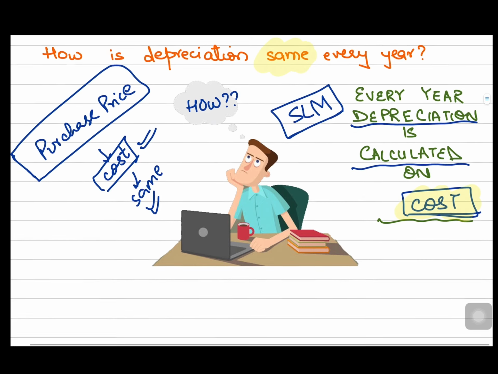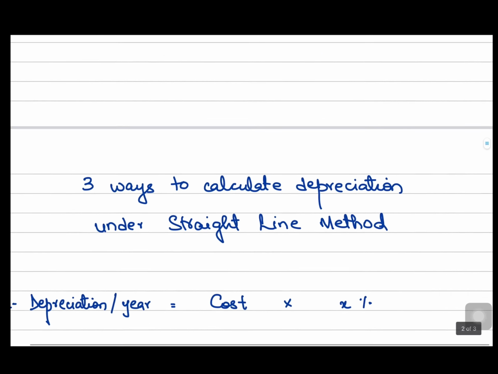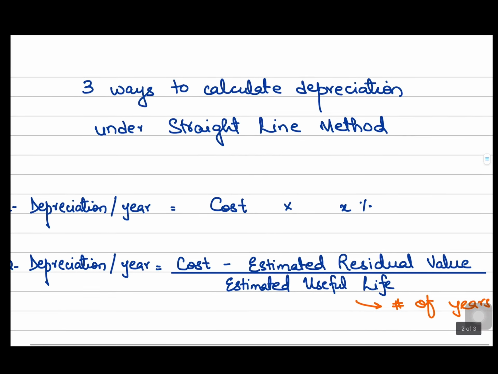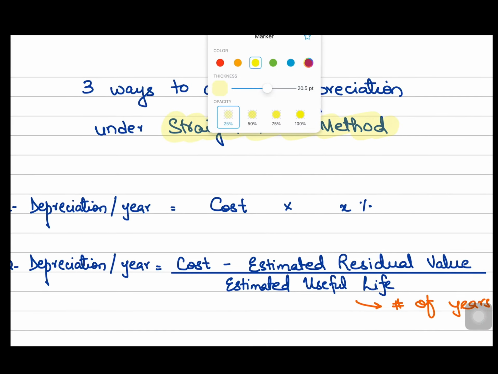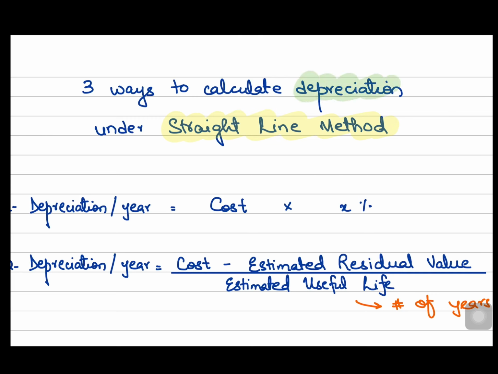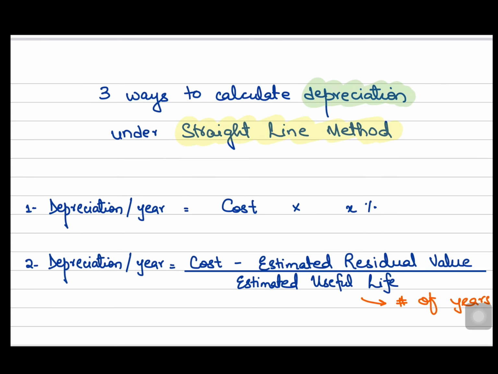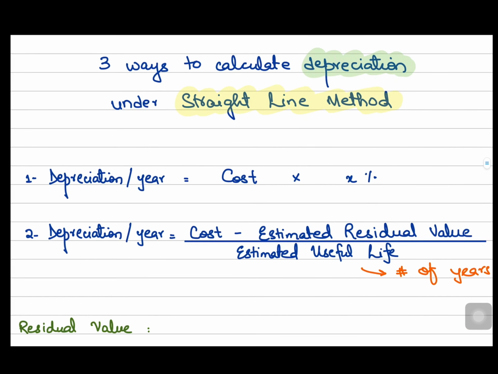Now let's understand a few formulas that we will be using while calculating depreciation under straight line method, and this will depend upon the information given to us in the question. According to that information we will be using any of these formulas. So the first formula that can be used while calculating depreciation under straight line method is cost multiplied by the percentage rate, right?